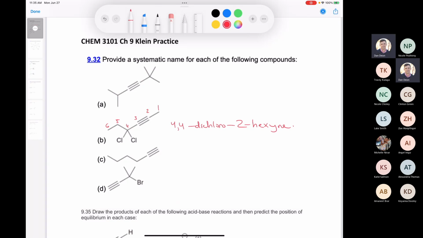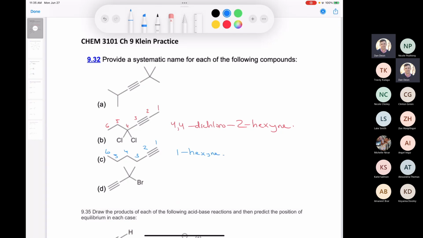Could anybody give me the name of C? Just throw it out at me really quickly. And again, it doesn't have to be quick. It's not a race. But can anybody tell me the name of C? It would be 1-hexyne, right? Exactly. So this is 1-hexyne. Yep. So we've got that, right? We would number 1, 2, 3, 4, 5, 6. So this is 1-hexyne.